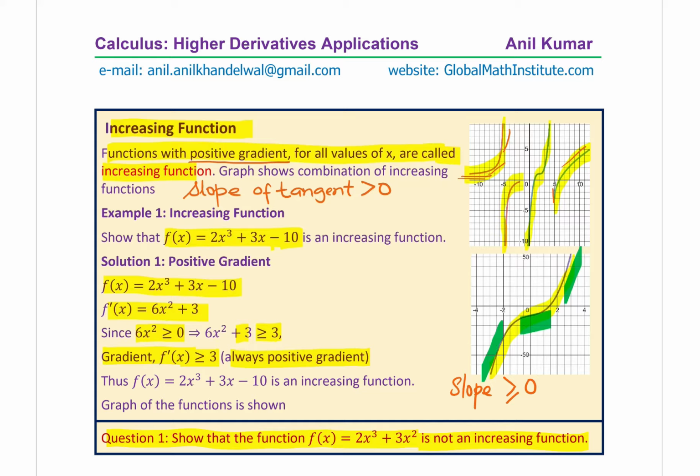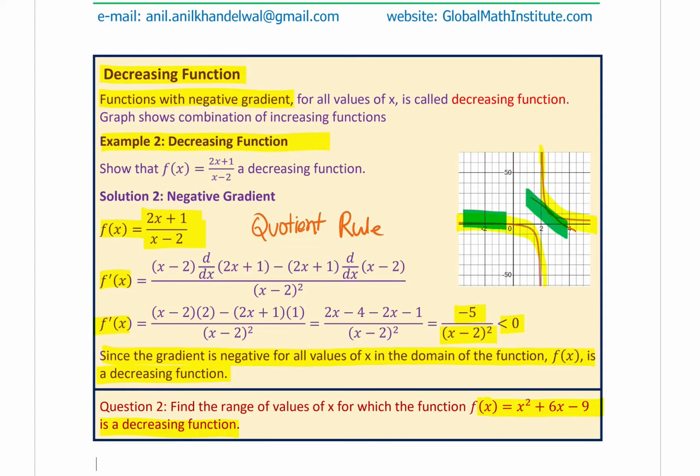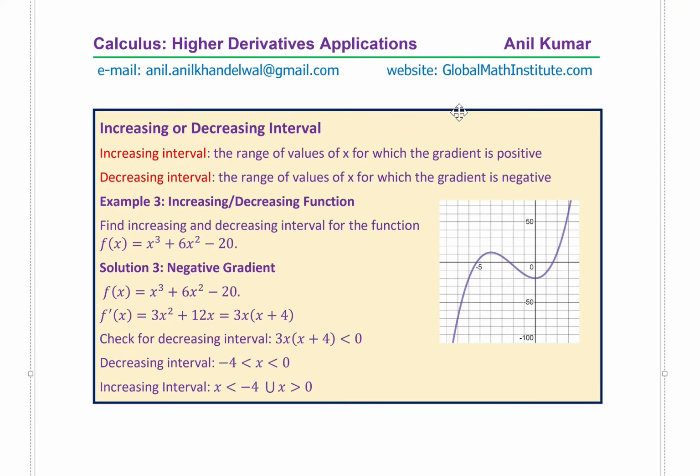So I hope you have understood the concept of increasing function, where the gradient is always positive. Decreasing function, gradient is always negative. And now let's look into the combination of these. Normally, you will find functions will have increasing and decreasing intervals. In some parts, they will be increasing. In some parts, they will be decreasing.